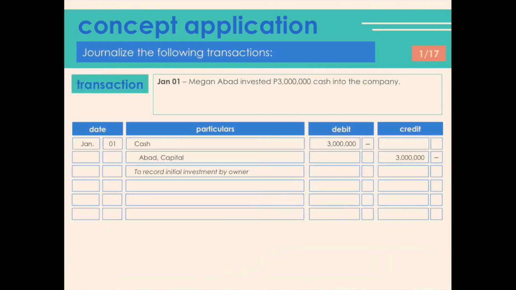Okay, so let's begin. January 1, Megan Abad invested 3 million pesos cash into the company. To journalize this transaction, we simply debit cash and credit Abad capital for 3 million each.